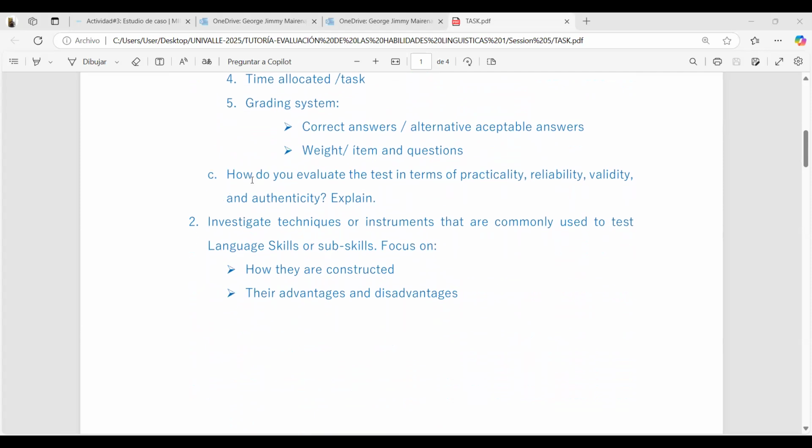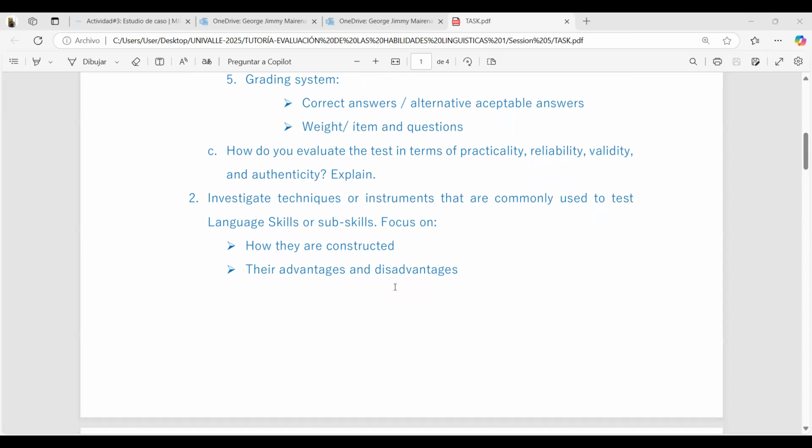And how do you evaluate the test in terms of practicality, reliability, validity, and authenticity? You have to explain here. So you can say, okay, related to practicality, this test is this for this and this, okay? You need to include in what part of the test you can put the practicality into practice, okay? And investigate techniques or instruments that are commonly used to test language skills or soft skills, focusing on how they are constructed, their advantages and disadvantages.